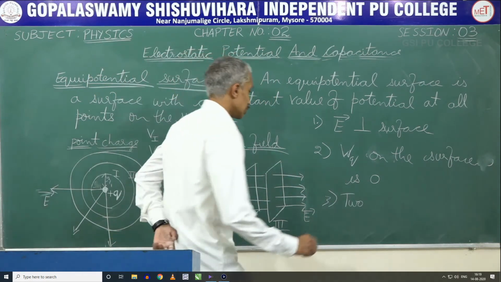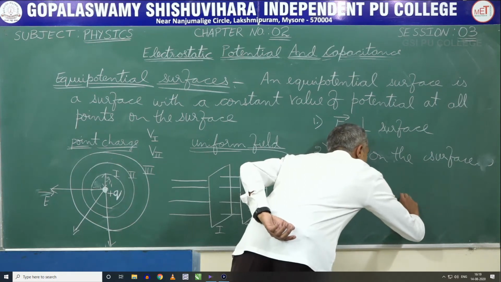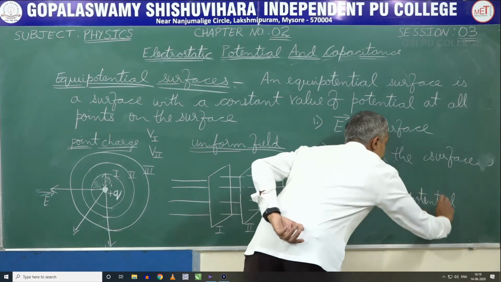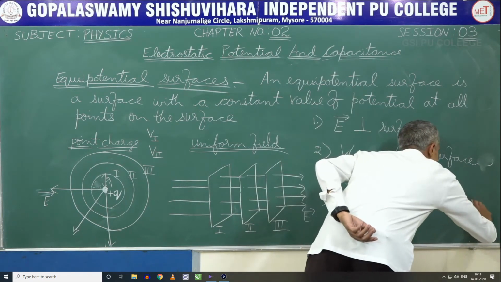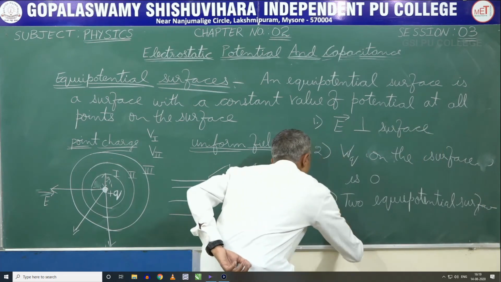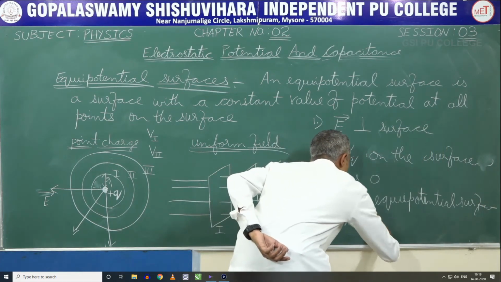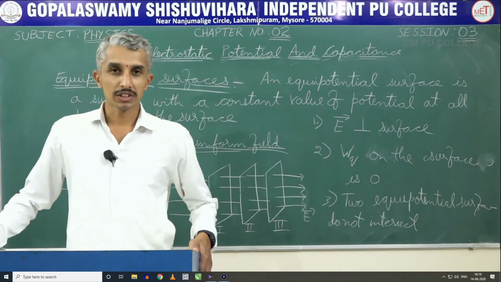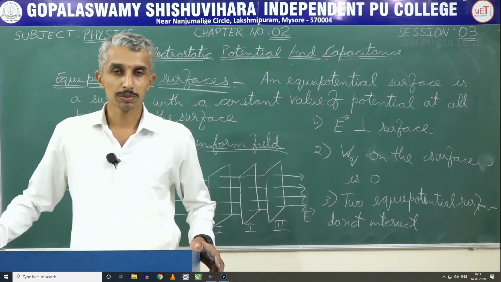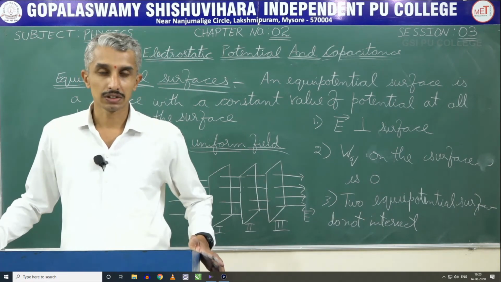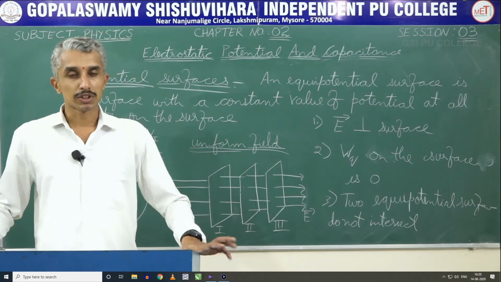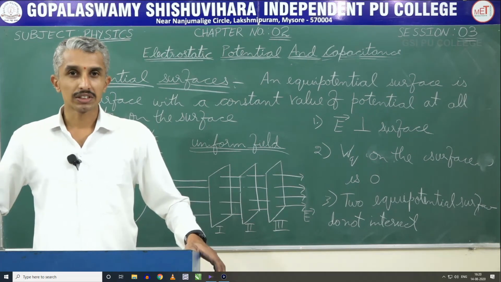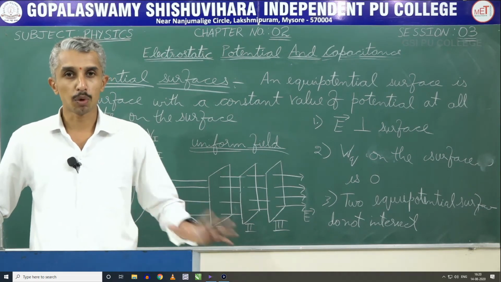And the third one, two equipotential surfaces do not intersect. You cannot get two equipotential surfaces intersecting at a point. That's not possible. These are the properties for equipotential surfaces. In the exam, they may ask you for 1 mark or 2 marks to draw or to represent equipotential surface in case of a point charge.